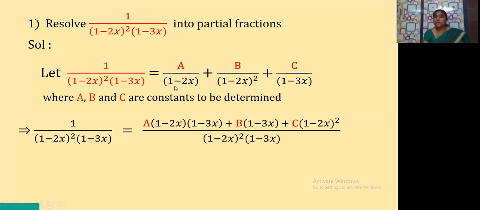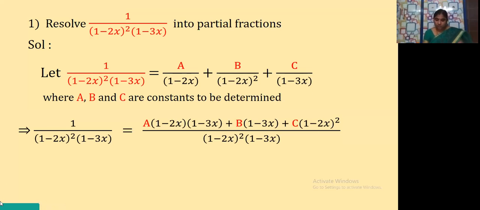1 minus 2x is there only one time in the first term, but the square is in the denominator. So A into this 1 minus 2x should be multiplied, and another factor is there, 1 minus 3x, so we are multiplying that here. Plus B into, the square goes only one time here, and another term 1 minus 3x is there, so we multiply that here, and plus C into (1 minus 2x) whole square.